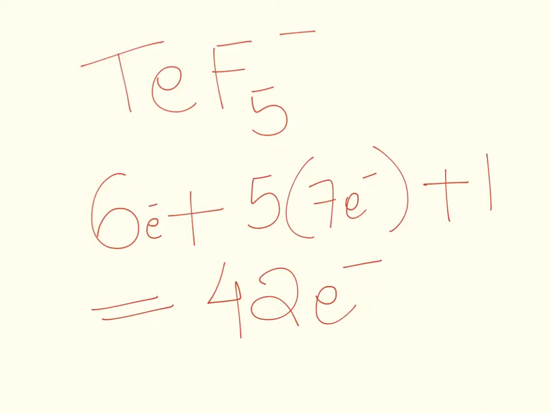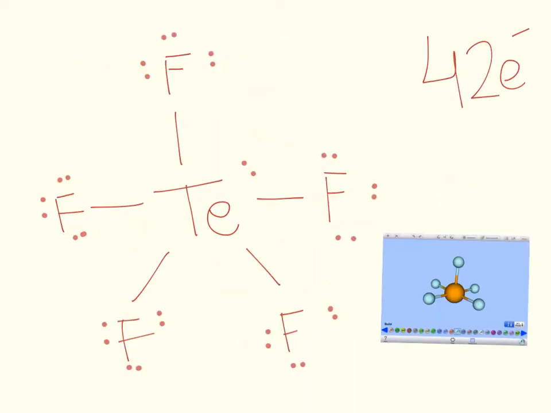In order to draw the Lewis diagrams, we need to find out how many valence electrons this molecule even has. So it has 6 from tellurium, and then 5 times 7, so 35 from fluorine, and also 1 more electron that it gained. So in total, we have 42 electrons. Whoa, that's a lot. So let's draw this dot structure. Keep in mind, we need to fill this with 42 electrons.